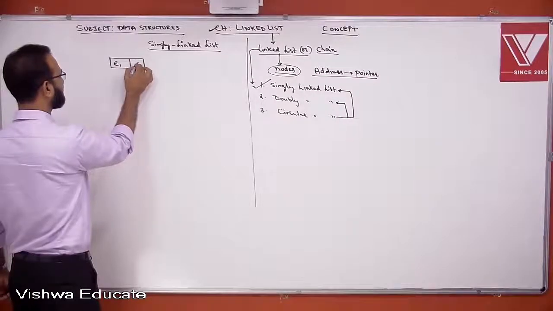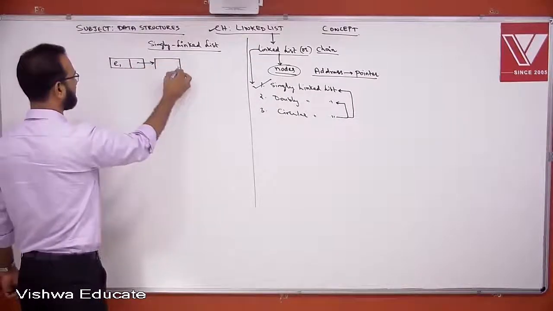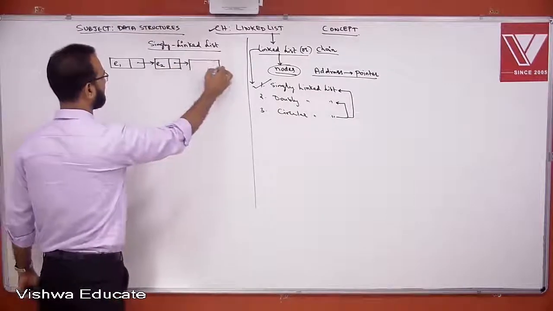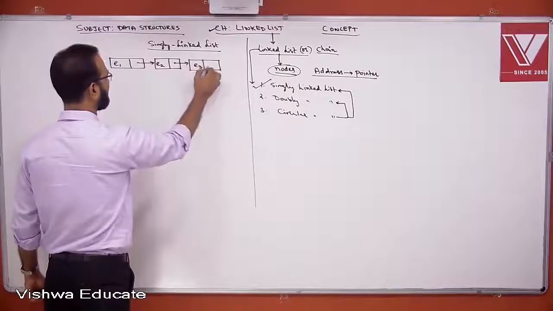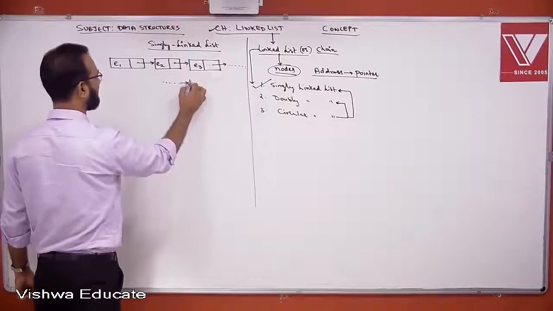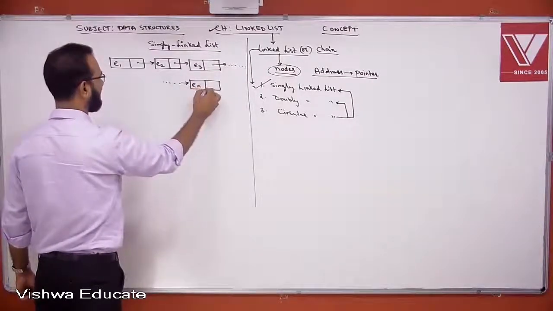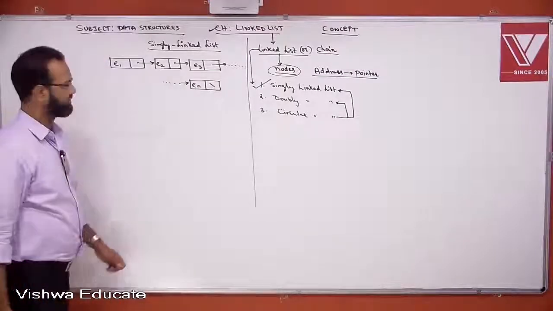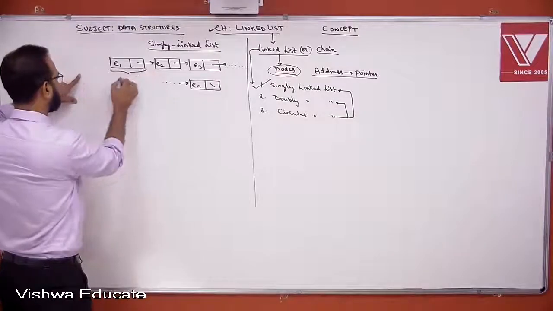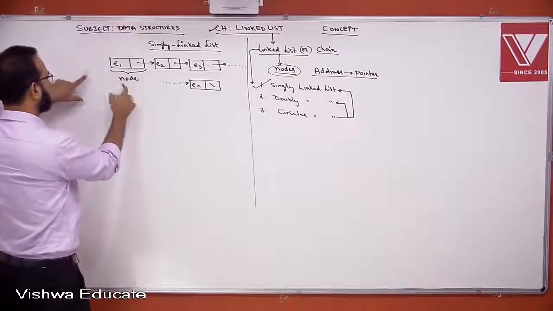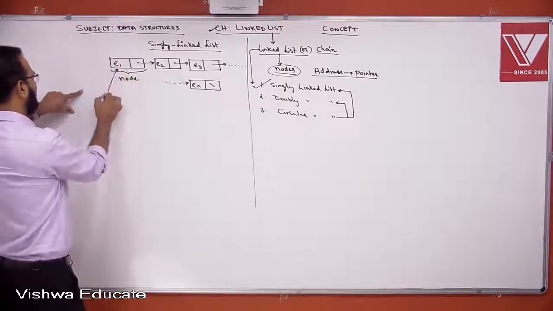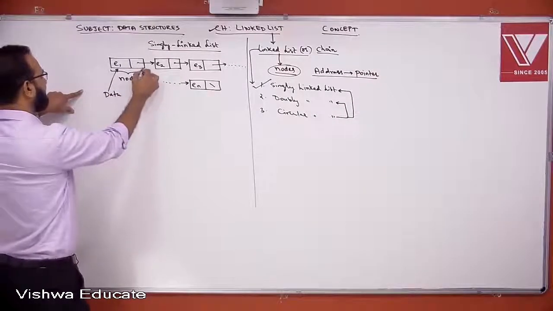Element 1, followed by element 2, followed by element 3, and so on, element n, then null. The node structure for this particular one consists of two parts. One is the data part, another one is the link part.